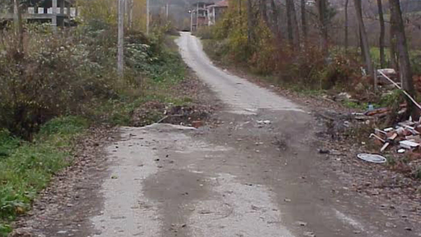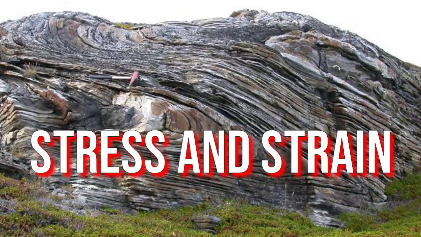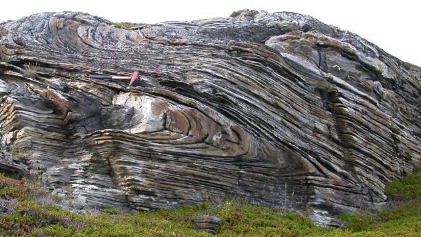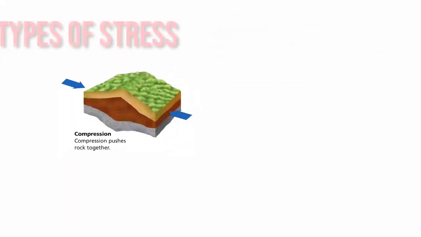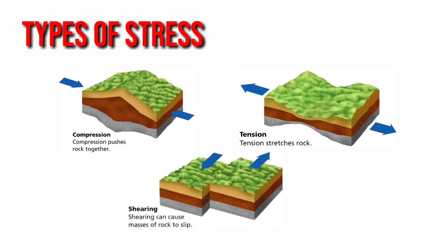Now, what causes folding and faulting are the natural forces that exist in the Earth's crust. Let's discuss stress and strain. Stress refers to the force applied to an object. There are three basic types of stress: compression, tension, and shearing.